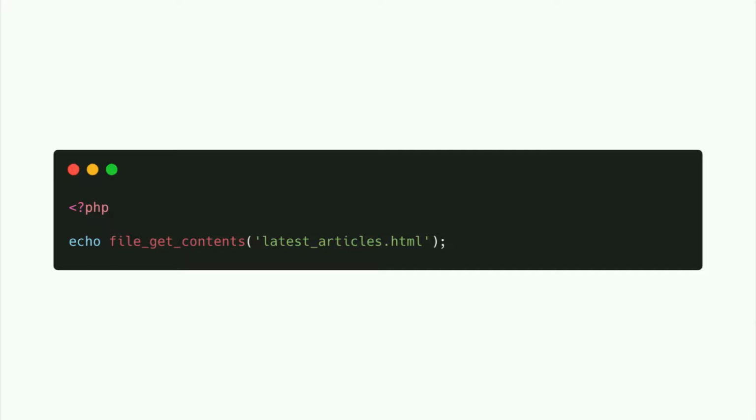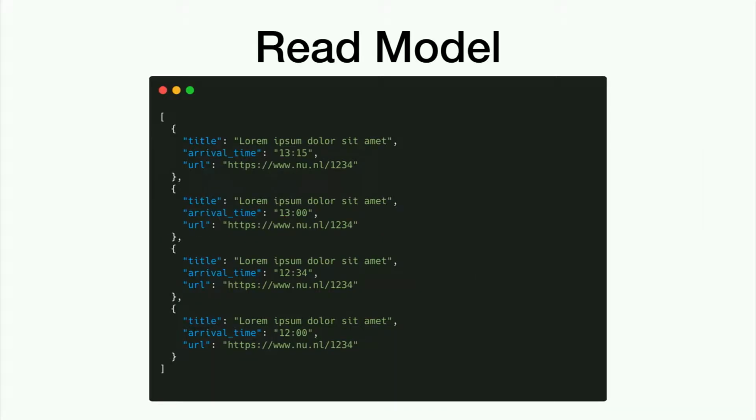Of course, it's not that simple. What that file would contain is a read model. And that read model would look something like this. You would have a title of the news, you would have a specific format of time, that's arrival time, and the URL. And it's for a very, very tiny specific use case.